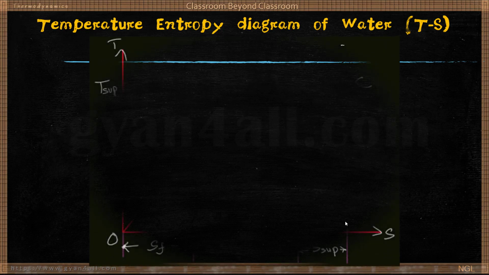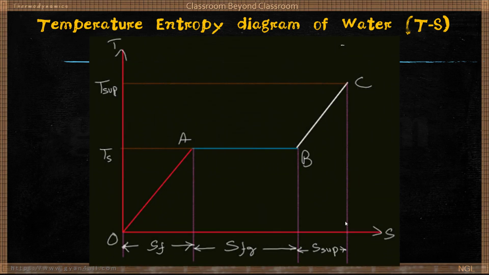In the last class, we discussed the temperature entropy diagram of water, the TS diagram. Now here you can see that OA is the increase in temperature due to addition of heat to the water, and suppose O represents 0 degree centigrade. So from O to A, the amount of entropy or enthalpy will be called sensible heat. Enthalpy we will call sensible heat from 0 to A.